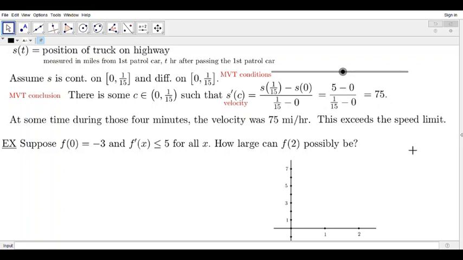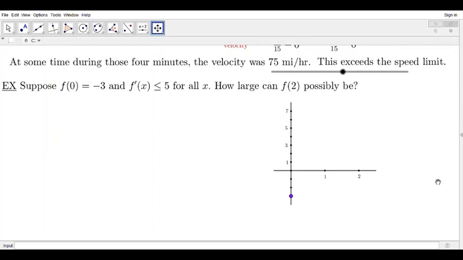Suppose f of 0 is equal to the number 3, and f prime of x is less than or equal to 5 for all x. Question: how large can f of 2 possibly be? Alright, so here's an illustration.